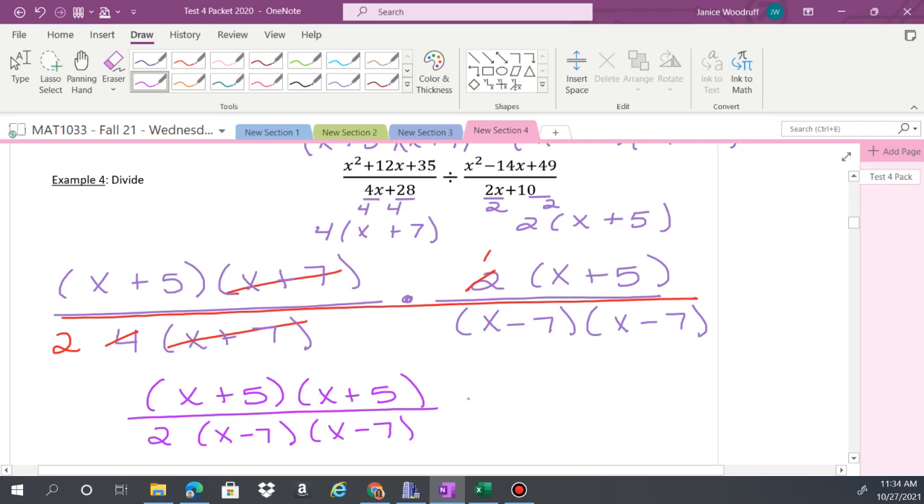Now you can write this, or I think it would be accepted like this if you wrote that in on your homework, but you're going to see it on a test or an exam like this. X plus 5 squared over 2 times x minus 7 squared, just because they're copies of the same factors.